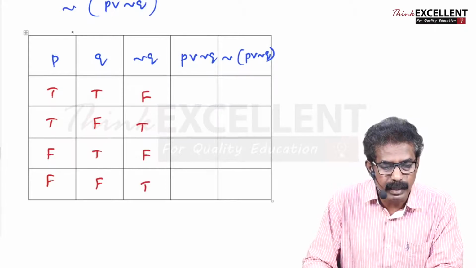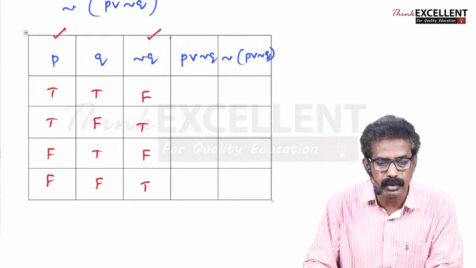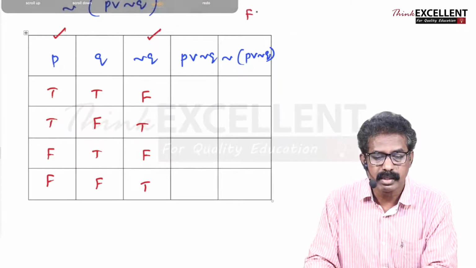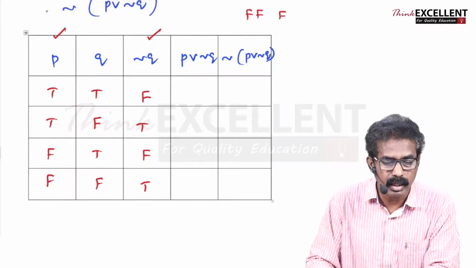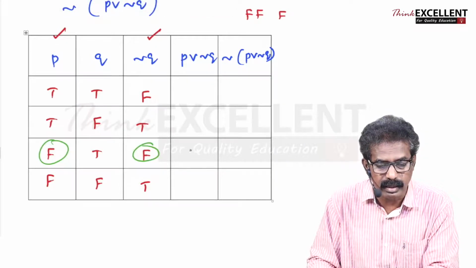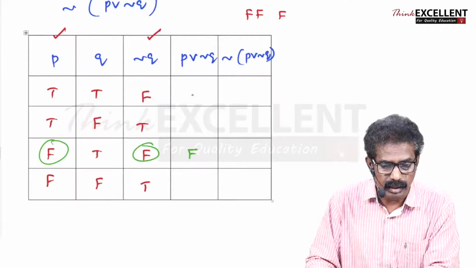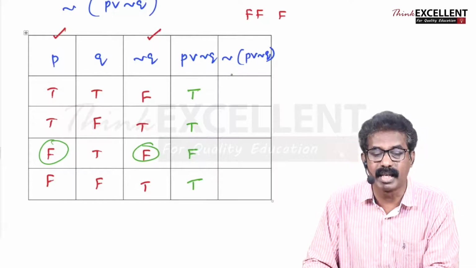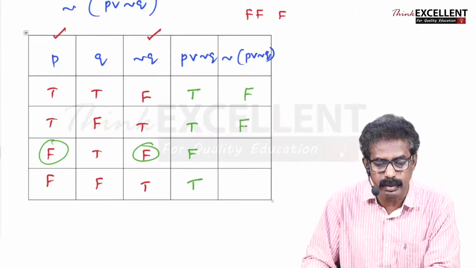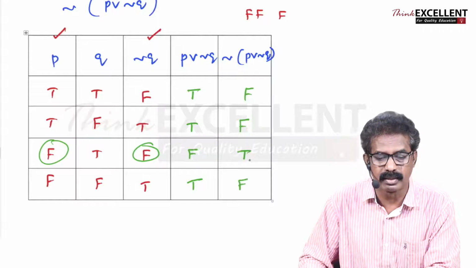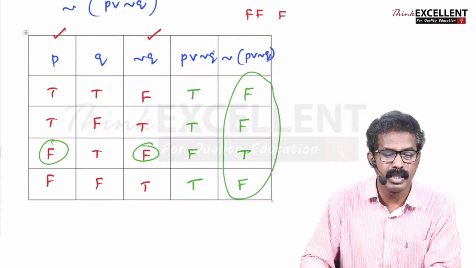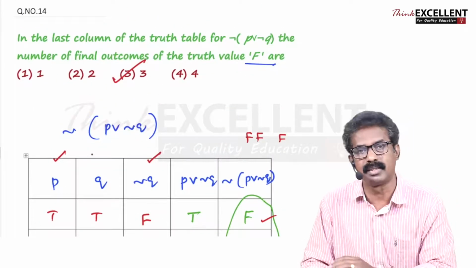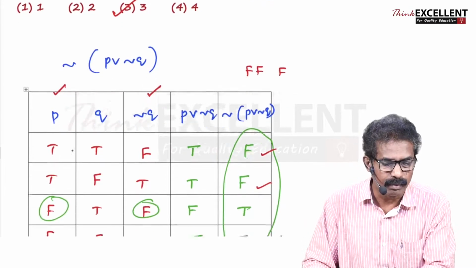Now for P and negation Q, you take join. For join, what do you remember? When both are false, it is false. No other case. In all other places, you put true. Now, negation of this. So true becomes false, false becomes true, true becomes false. Now, this is the last column. The question is, how many false are there? 1, 2, 3, right? So your answer is 3. Just prepare a table quickly, and from that, you can count.